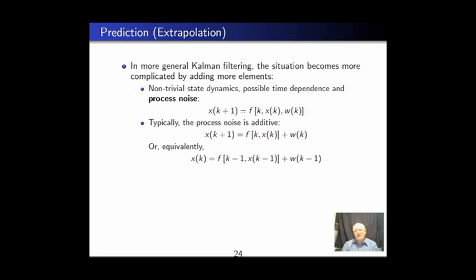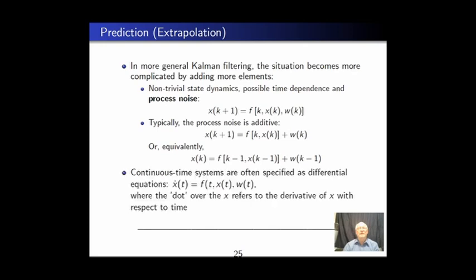Often the process noise is considered to be additive, so the dynamic function is considered to be only a function of time, possibly, and the previous state at time k. And then the white noise, if you will, is just added in. If we wrote it a different way, so that we're concerned with the state at the current time and extrapolating from the previous time k minus 1, then it would look like this last equation.